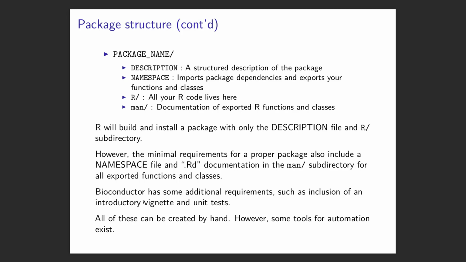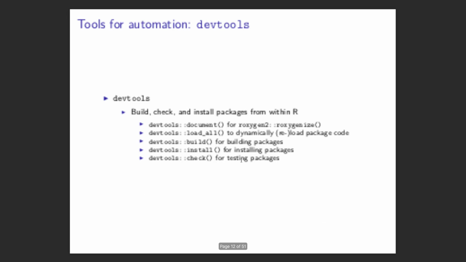R will still build and install a package that has just a description file and an R subdirectory. It doesn't initially complain about missing documentation, but if you actually want CRAN or Bioconductor to accept your package, you absolutely need those. Bioconductor itself has some additional requirements, such as having an introductory vignette describing common workflows in your package and some unit tests. And all of these you can create by hand. You don't need any additional tools, but there are some tools for automation using those packages we talked about a moment ago, and we'll see how to use those.